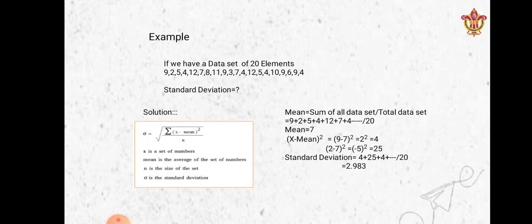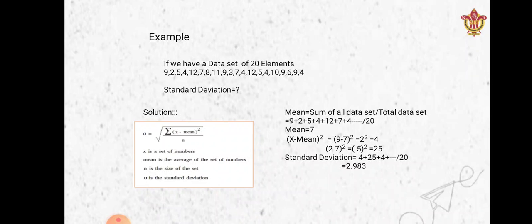For calculating the mean, we have the formula: sum of all the data divided by total data points. So we will add all the data, that is 9 plus 2 plus 5 plus 4 plus 12 plus 7 and so on, divided by total elements. Total elements we have 20. So the mean equals 7. You can calculate it on your own and check whether you are getting these values. Mean equal to 7 you must get.